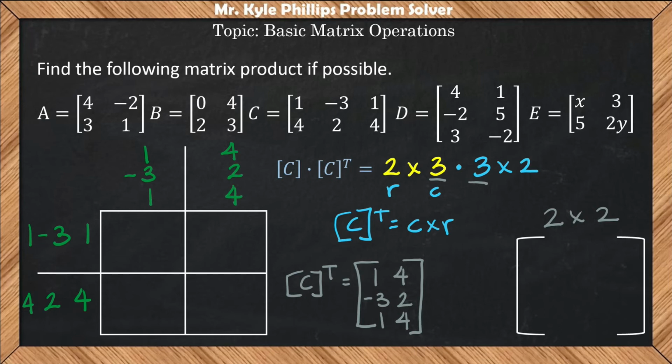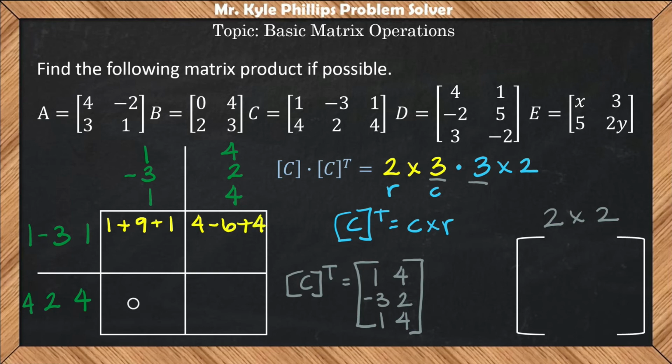We'll do this the same way we normally have. We'll say the first number, 1, times the first number 1 here, and then the second number times the second number. So -3 times -3 is +9, and then 1 times 1 gives us 1. Next we have 1 times 4, -3 times 2, 1 times 4.